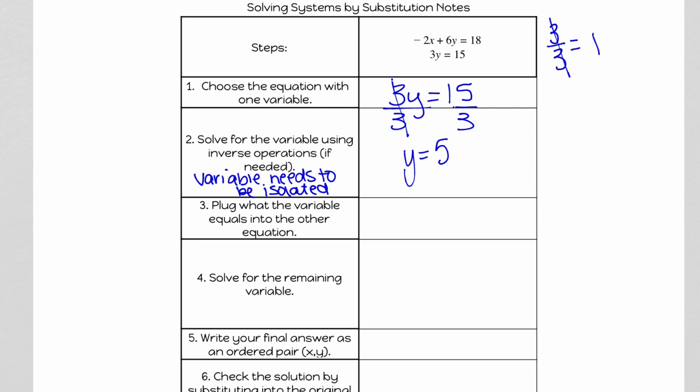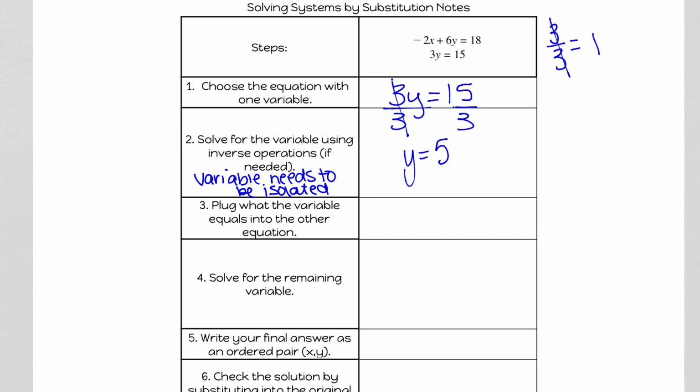Okay, so now we have our y isolated. So we go on to the next step. We're going to plug what the variable equals into the other equation. So we're going to plug that 5 in for y in the equation that has two variables. So now I'm looking at this top equation right here. Okay. So we're going to plug that in.